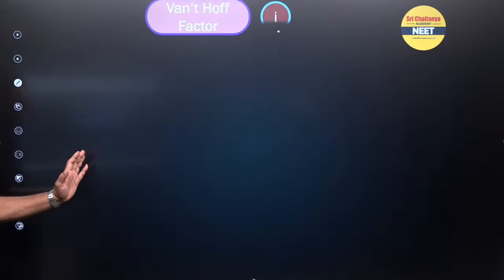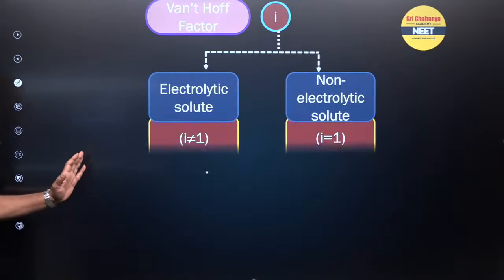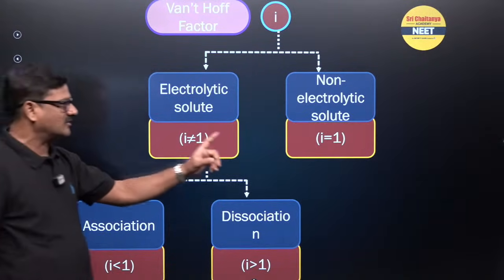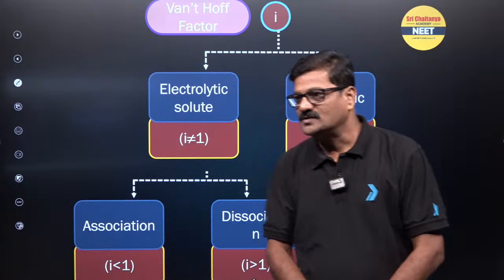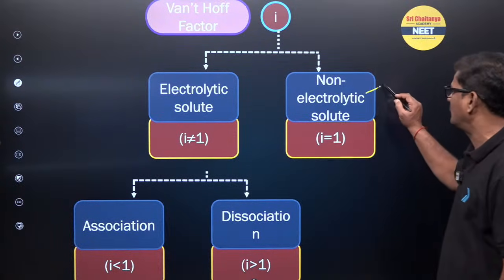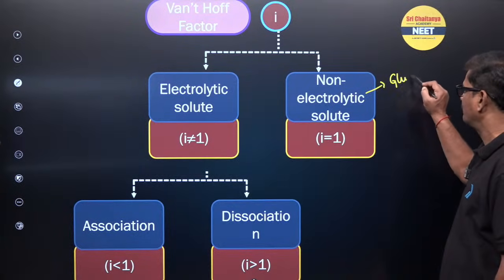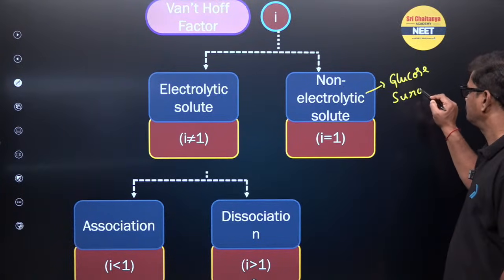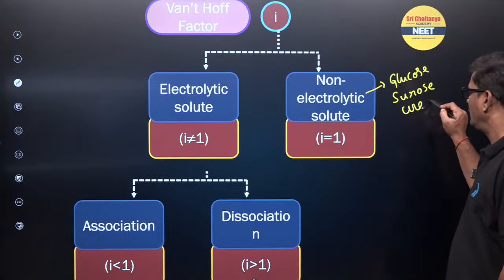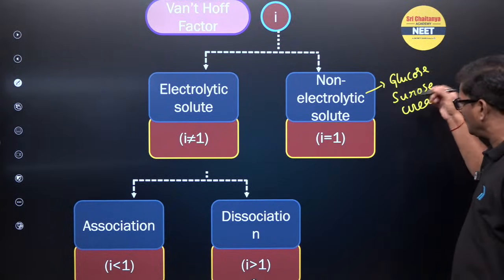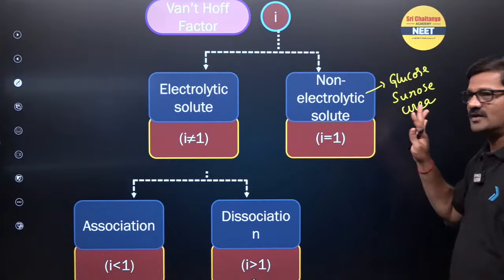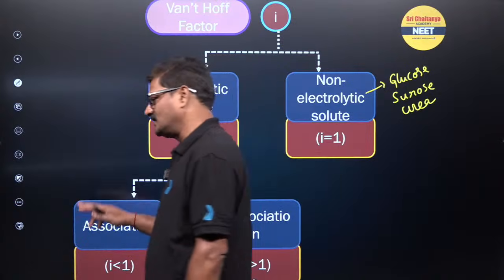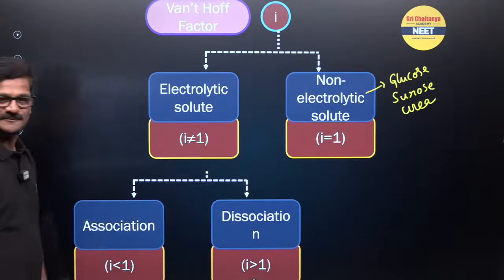So after correction, this Van't Hoff factor for an electrolyte is not equal to 1, and for a non-electrolyte it is going to be 1. So in CBSE examination, whatever examination, glucose, sucrose and urea are the kind of solutes that are said to be non-electrolytes. If it is association, i is less than 1; if it is dissociation, i is greater than 1, right?